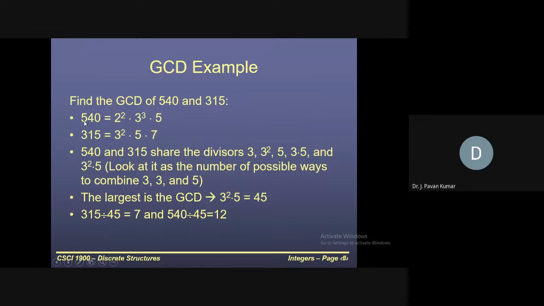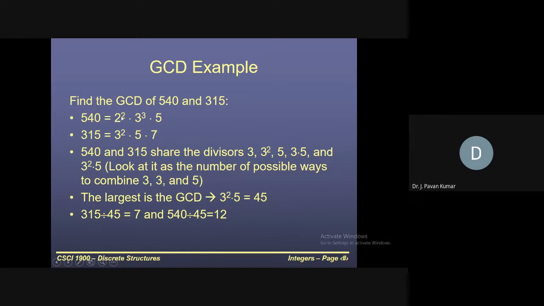We can consider several examples. 540 is there, 315 is there. The GCD of 540 and 315 we have to find. So what are the factors we have to find? Then we can consider what is the greatest common factor. So 540 can be prime factored. Prime factoring is nothing but writing in terms of a product of prime numbers. So 2 square into 3 cube into 5, all are prime numbers. Product of prime numbers we have written for 540. Similarly, 315, earlier also we have seen, is 3 square into 5 into 7.